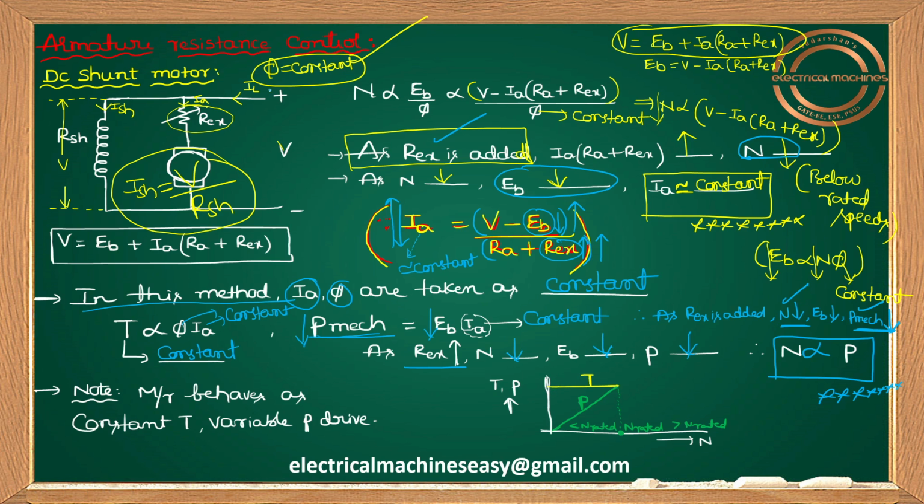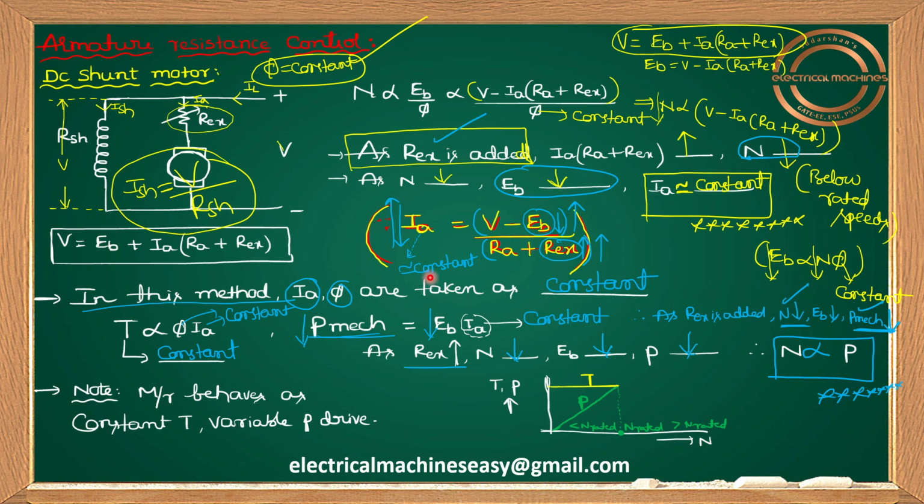So in the armature resistance control method, first of all, let me draw some conclusions. Please tell me, are we getting above rated speeds or below rated speeds? We are getting below rated speeds. This is the first point. In the armature resistance control method, for a shunt motor, I am getting below rated speed. This first point is very important.